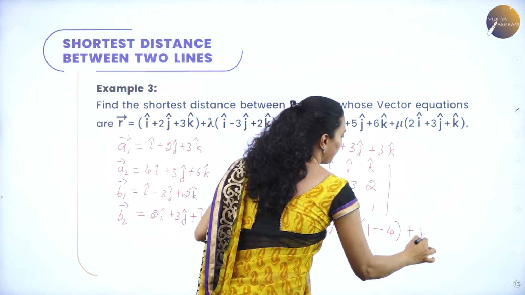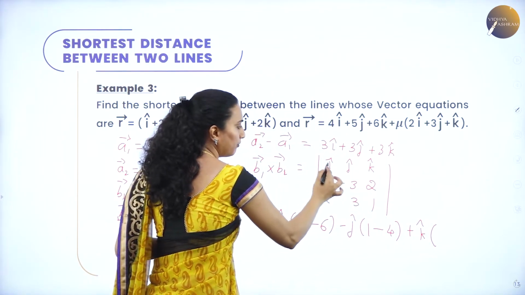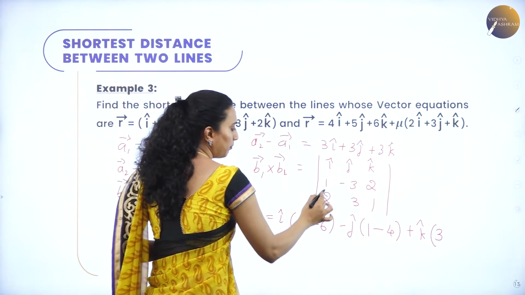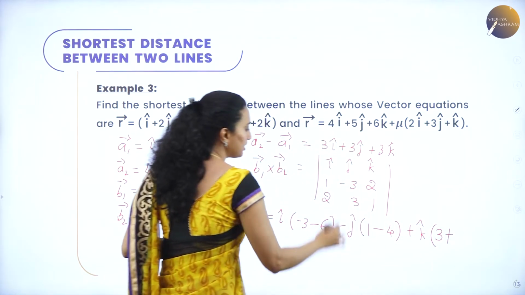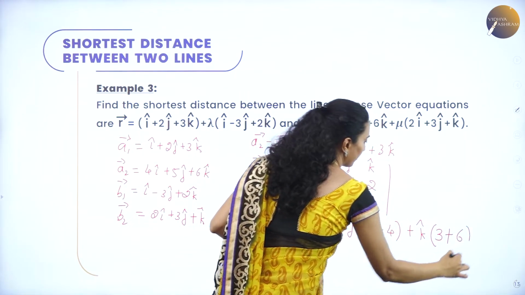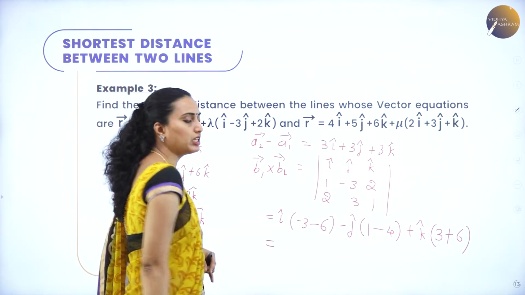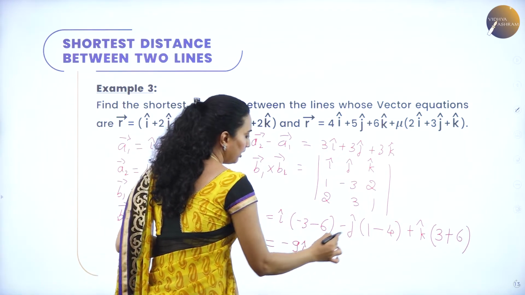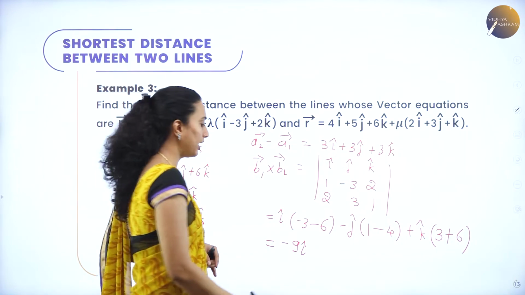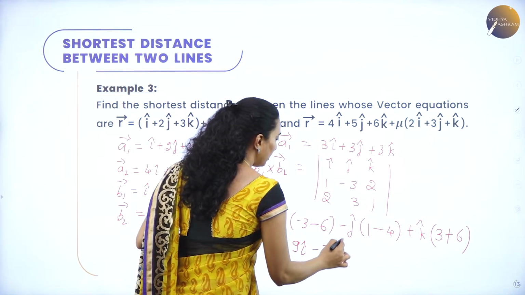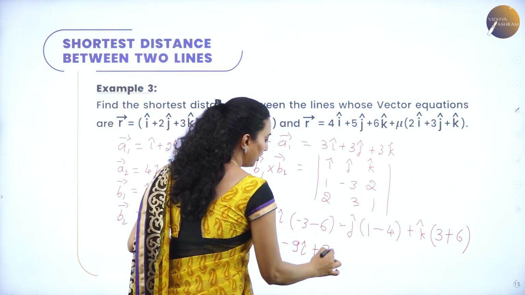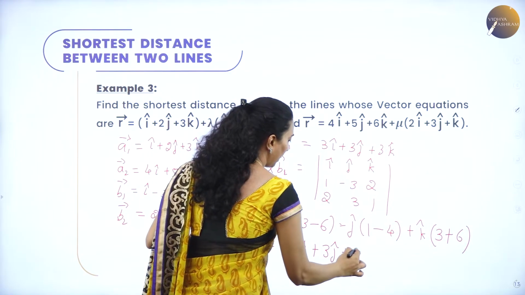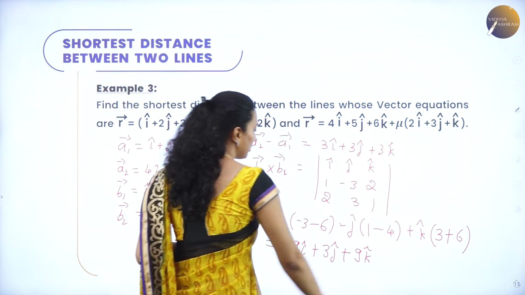Again plus k cap into, leaving the third column first row, 1 into 3 is 3. Again already minus symbol is there, minus of another minus here becomes plus, 3 2s are 6. Now which implies that minus 3 minus 6 is minus 9, so minus 9i. Again 1 minus 4 is nothing but minus 3, so minus 3, minus of minus will become plus here, 3j. So next, 3 plus 6 is nothing but 9k. So this is your answer.